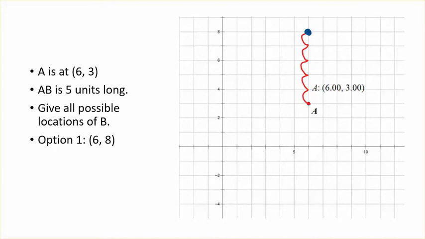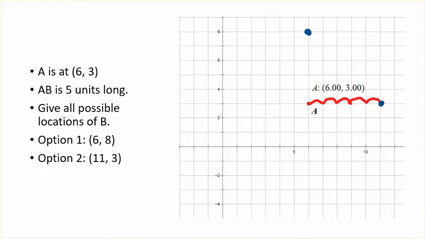Now let's find a second option. I'm going to erase my other work. So I'm going to start again at point A. I'm going to count 5, but this time I'm going to the right. So 1, 2, 3, 4, 5. This is another option for point B. Let's find the coordinates of this point. So we're starting at the origin. I can tell that I'm over 11 and I'm up 3. So (11, 3) is a possible coordinate of B.